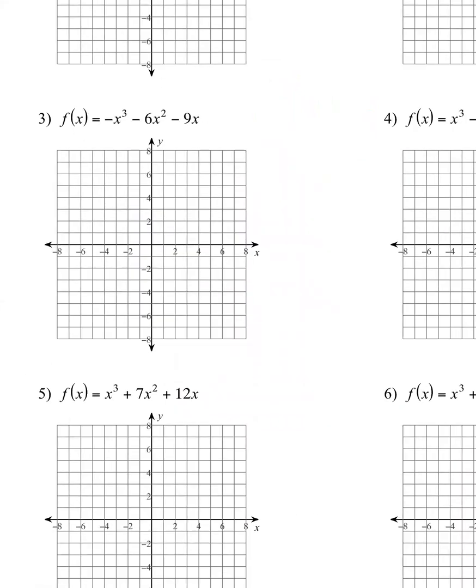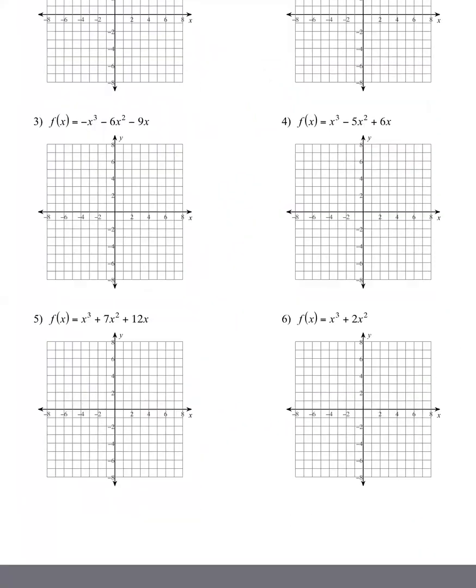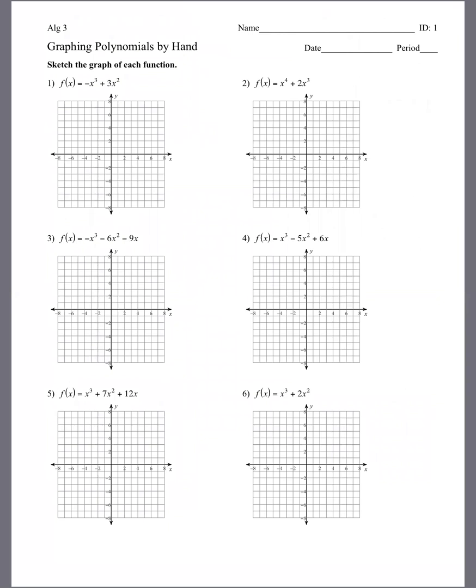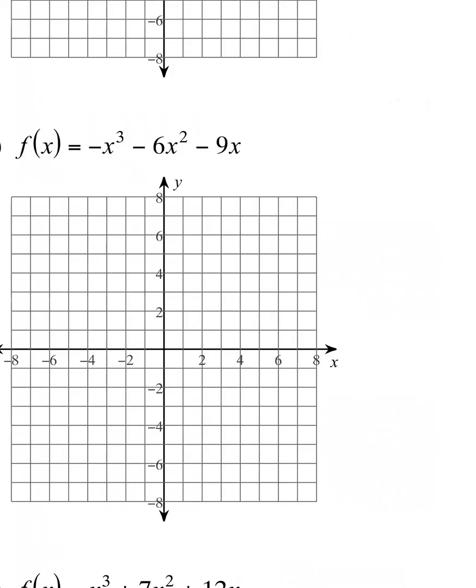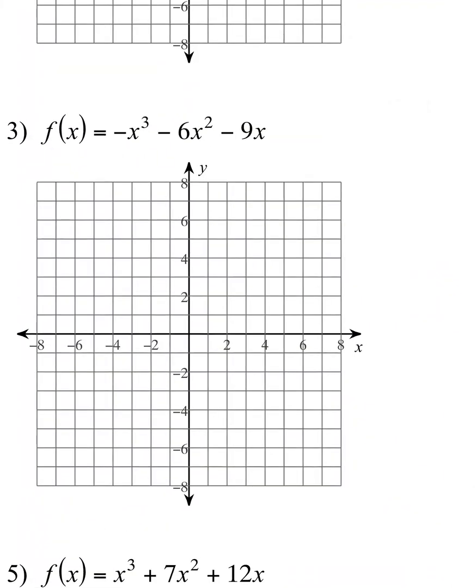Let's pick a good one. How about, okay, 3 is not so bad. All right. So this one, I would factor out a negative x, and then you'd be left with x squared plus 6x plus 9.